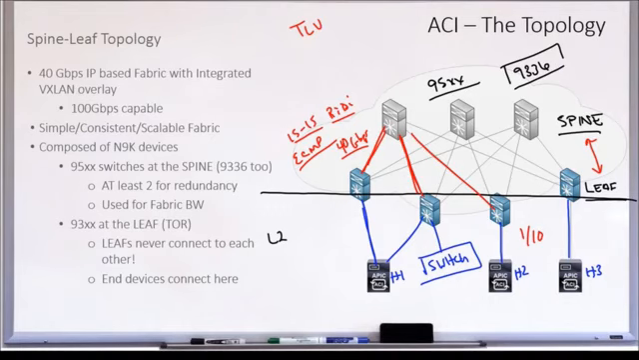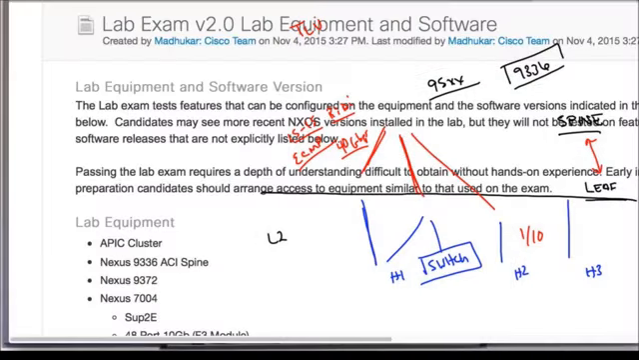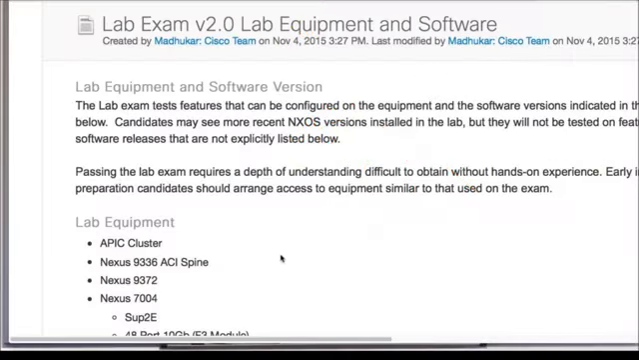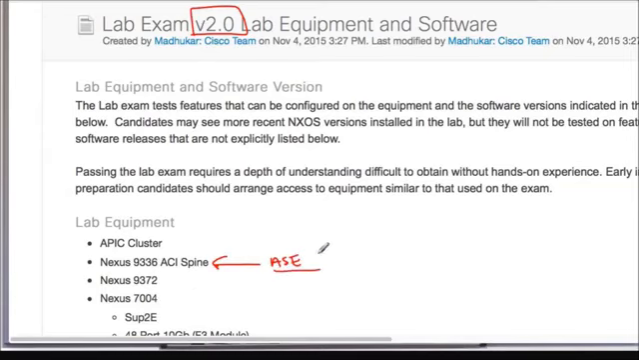Come on, cursor. Whoa. Let's click plus. Within this new blueprint for the lab exam, again version 2, you can see that we're going to have an actual 9336 spine switch. And again, that's because it has that application spine engine ASIC within it. And then these are going to be our leaf switches. Okay, so we're going to be using the 9372s as our ACI leaves. So those are the two that I want you to get real familiar with.